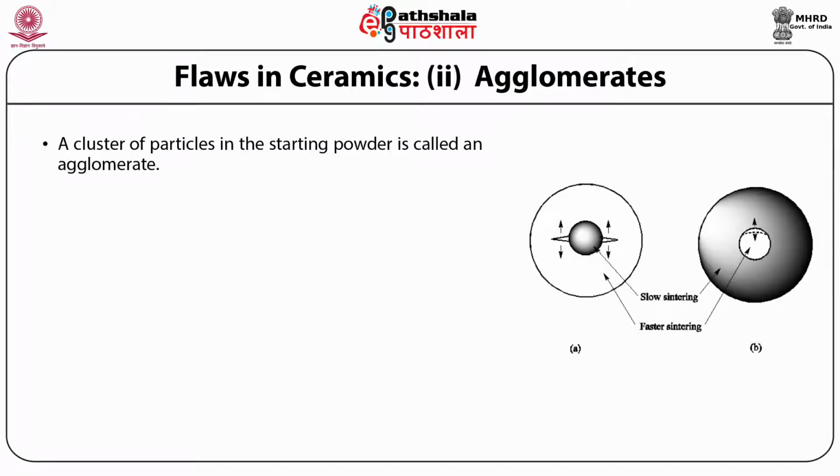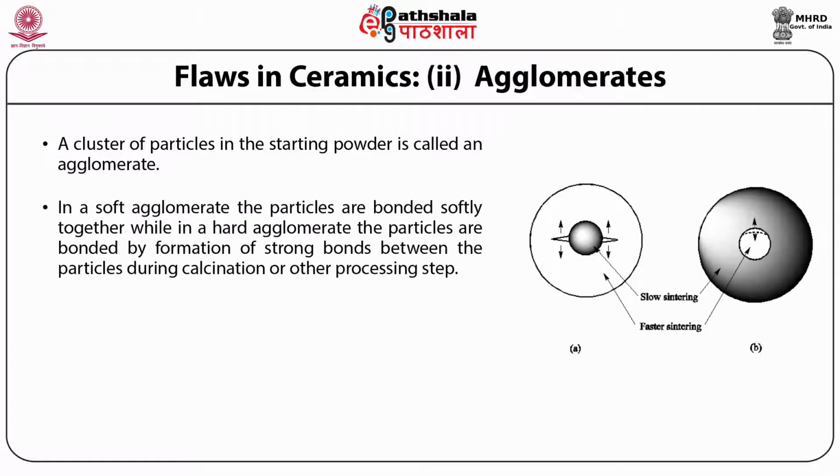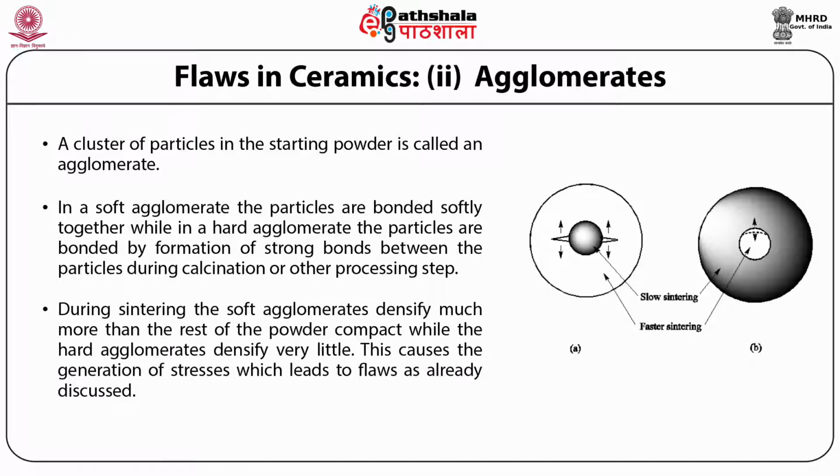A cluster of particles in the starting powder is called an agglomerate. It may be a soft agglomerate in which the particles are bonded softly together, or may be a hard agglomerate in which the particles are bonded by the formation of strong bonds between the particles during calcination or other processing steps. So during sintering, the soft agglomerates densify much more than the rest of the powder compact, while the hard agglomerates densify very little. This causes the generation of stresses which leads to the flaws.